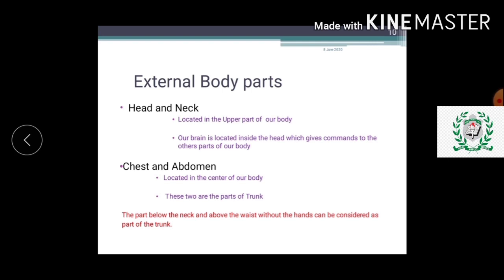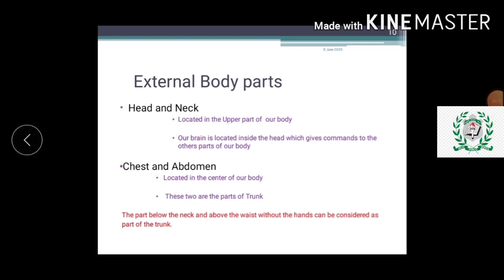Next one is chest and abdomen. Chest and abdomen are located in the center of the body. These two parts are called the trunk. You could touch and feel it in your own body. Just below your neck and just above your waist, this part is considered as the trunk.